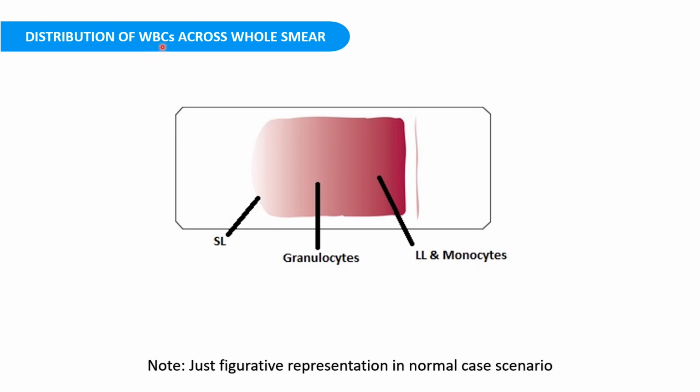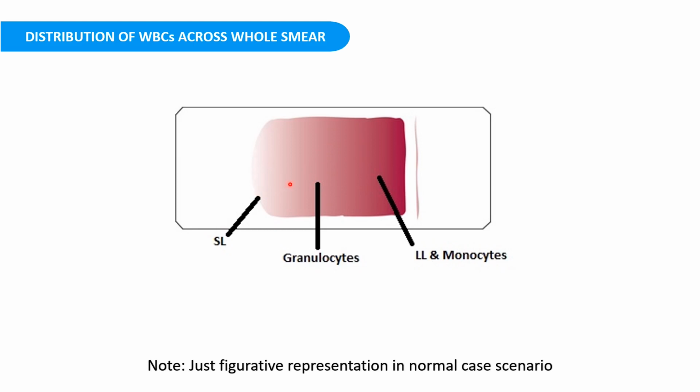What is the distribution of various WBCs in the whole smear? The distribution is not an actual representation in most cases, but in an ideal, normal case scenario, this representation of the WBCs will be present. Large lymphocytes and monocytes are usually found in the head region of the smear. The granulocytes are found in the body region of the smear, and small lymphocytes are usually found in the tail region of the smear.